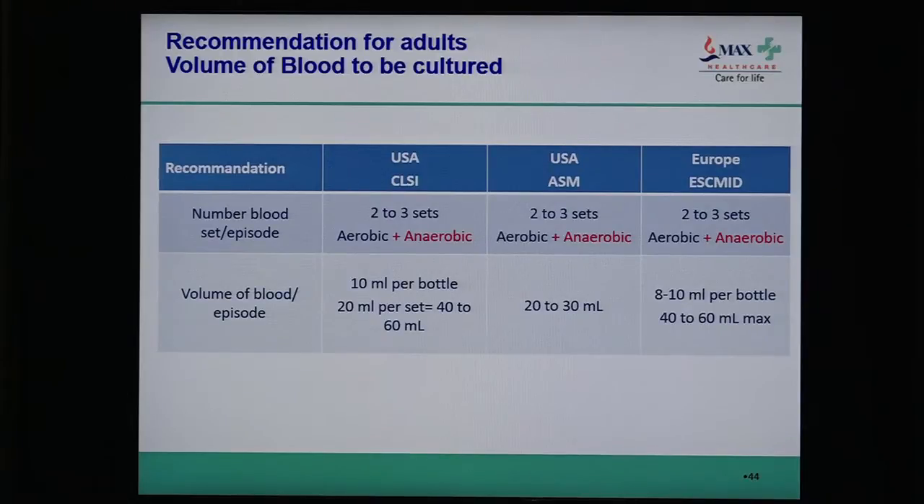So these are the recommendations for adult blood volume. Okay, you are asking for the number of blood set episodes, 2 to 3 sets, aerobic, anaerobic, aerobic, anaerobic. So these are 10 ml per bottle, 20 ml per set, so 40 to 60 ml. Two sets, so up to 20 ml. In the USA, these are the CLSI guidelines. So USA antimicrobial microbiology, they ask for 20 to 30 ml.